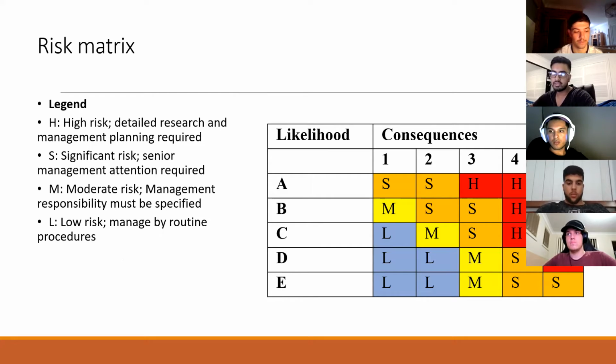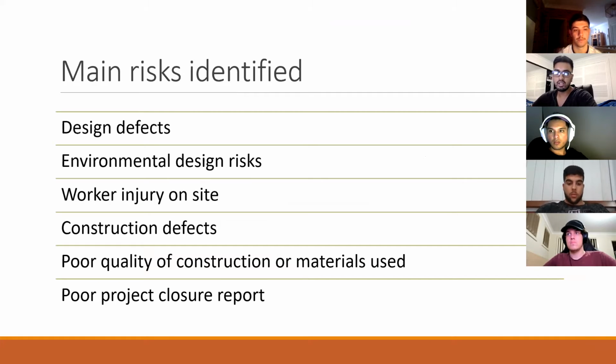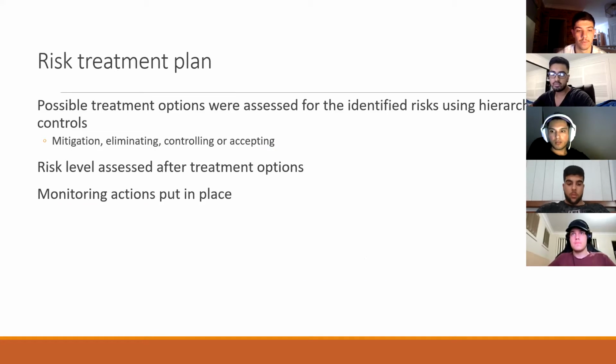Some of the main risks involved through the design, delivery, handover, and closure stages of the project included design defects, environmental design risks, worker injury on site, construction defects, poor quality of construction or materials used, or poor project closure report. From those, a risk treatment plan was developed where possible treatment plans were made for the identified risks using a hierarchy of control measures that involved either mitigating, eliminating, controlling, or accepting the risks. A risk level was then assessed after the treatment options and control measures were put into place.